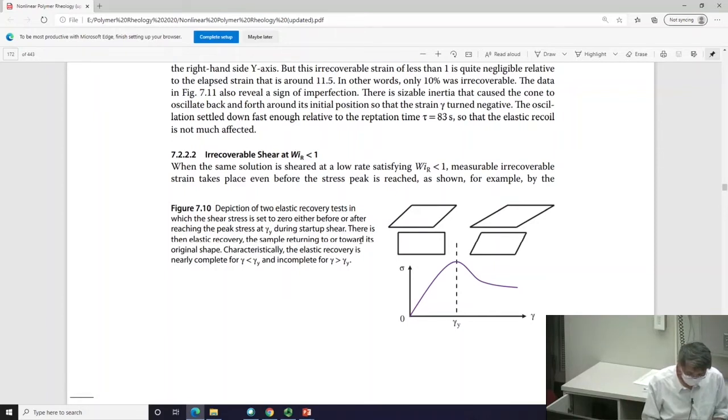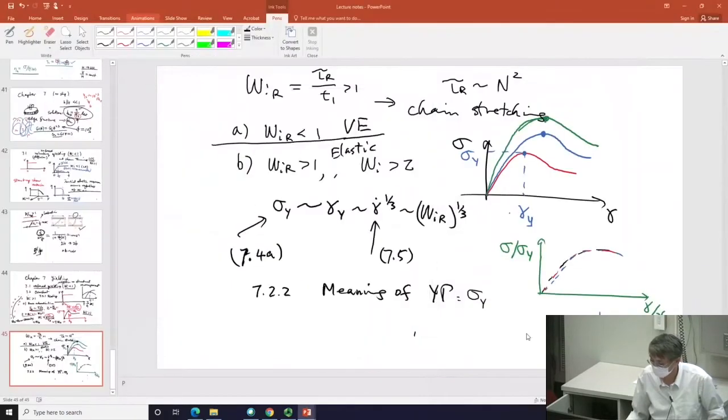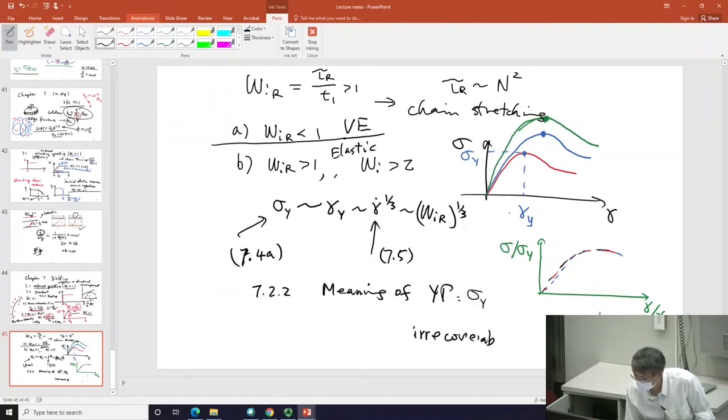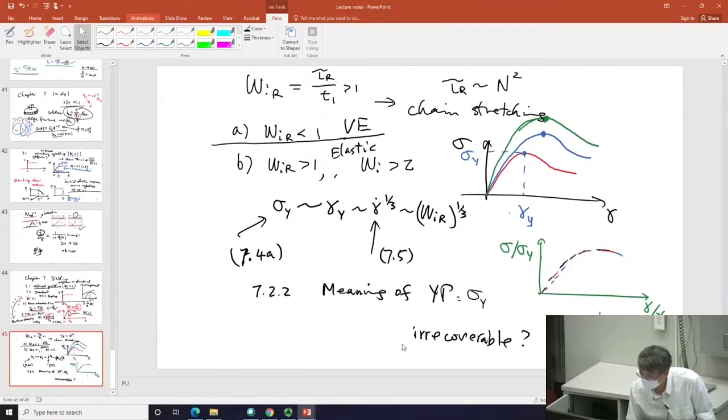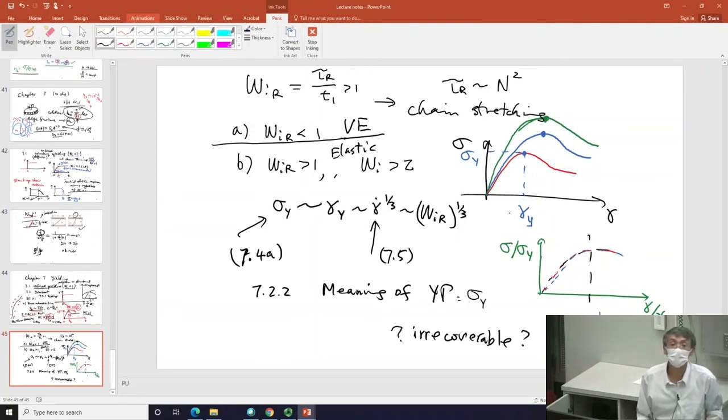I'm going to skip a lot of this, unless you have a question. So this section two is done. This is all we're going to say about section two. The key part is described here already. It's really about whether your deformation is recoverable or irrecoverable, depending on whether you're past this point or not.